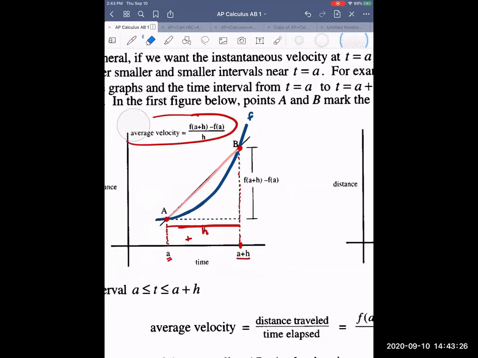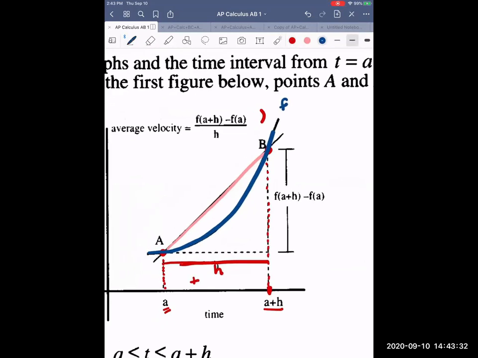All right, so when I think about the coordinates of each of these points, point A represents coordinates a, comma, f of a. That's just like the last one I did, not much change there. But point B over here represents the coordinates a plus h, comma, f of a plus h. If I plug an a plus h in, I get f of a plus h out, right?